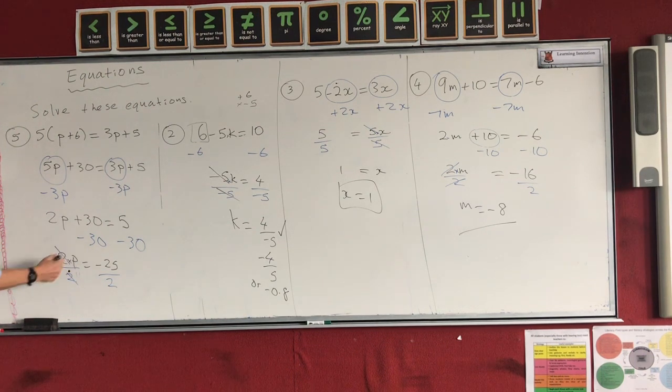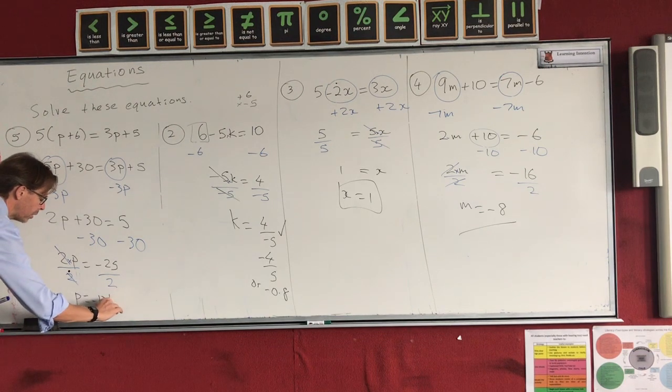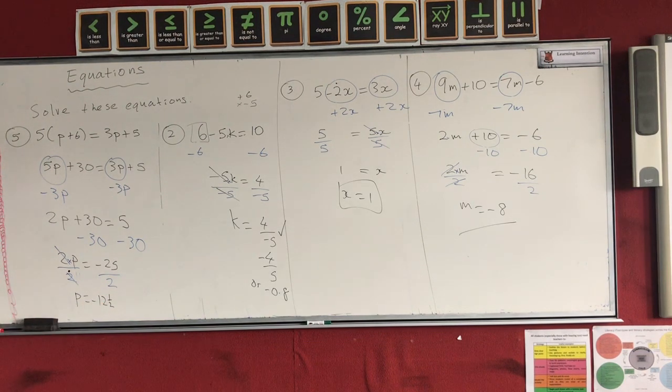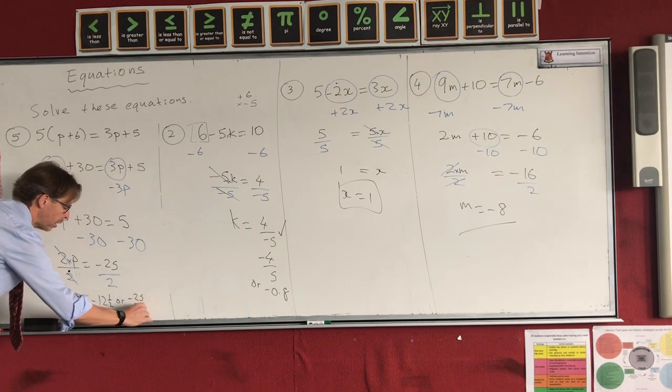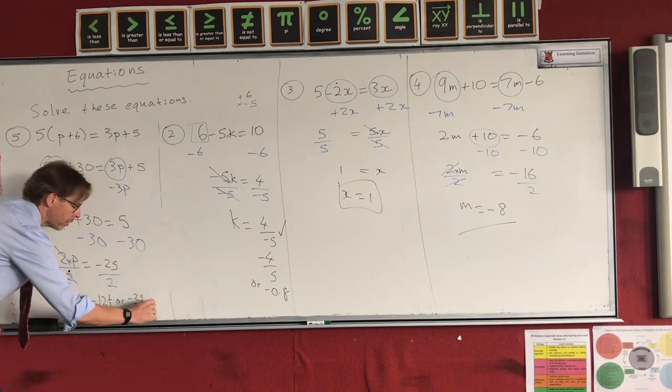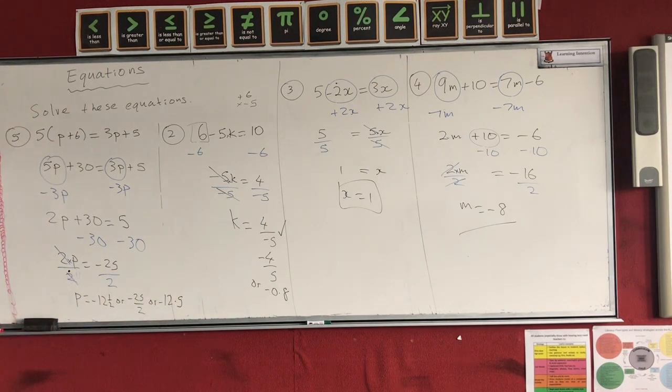Now, you could leave it like that, or you can say this is the same as minus 12 and a half. Okay? So, minus 12 and a half, or minus 25 over 2. That's all fine. Or, if you really love decimals, you could write it as minus 12.5. Alright? So copy that down into your books. And I think I've got one more question for you. Okay, try this one.